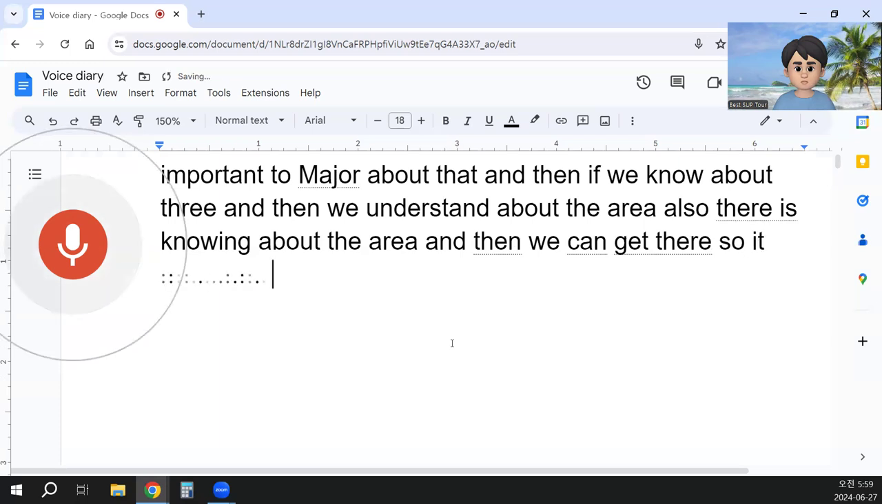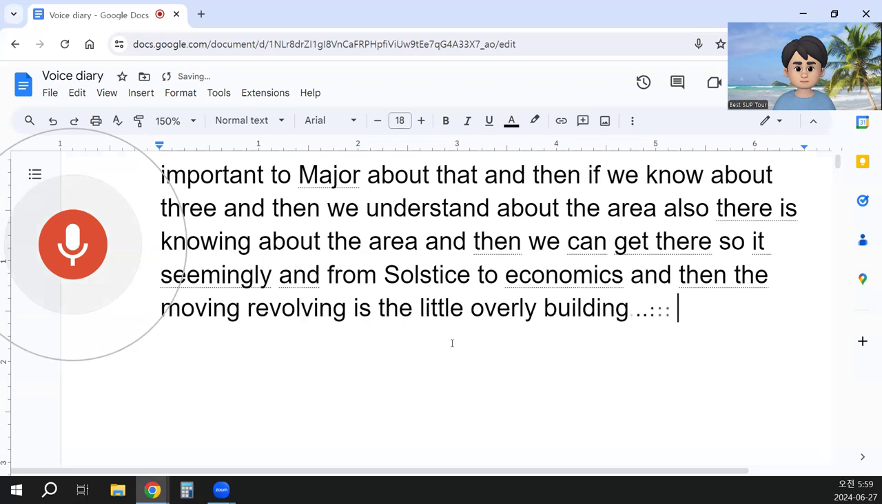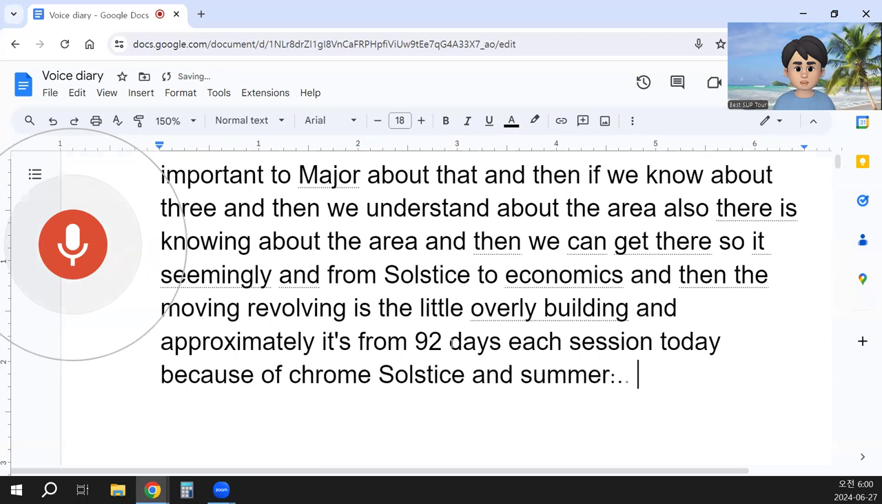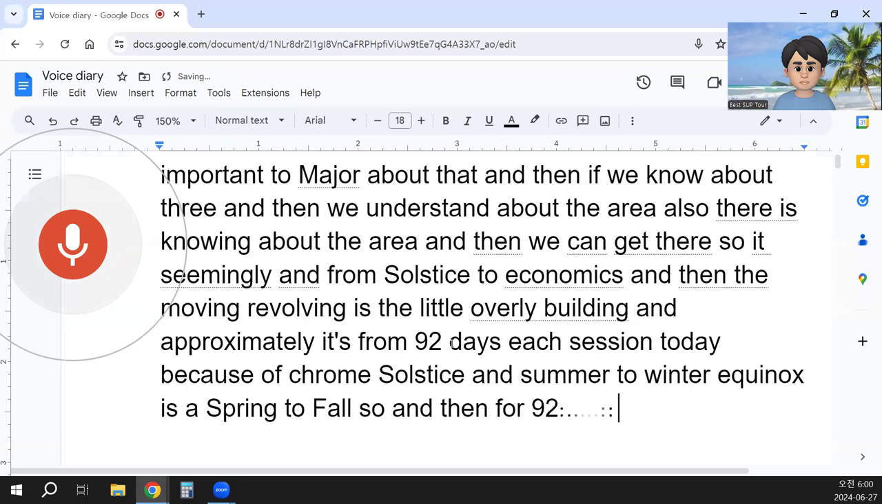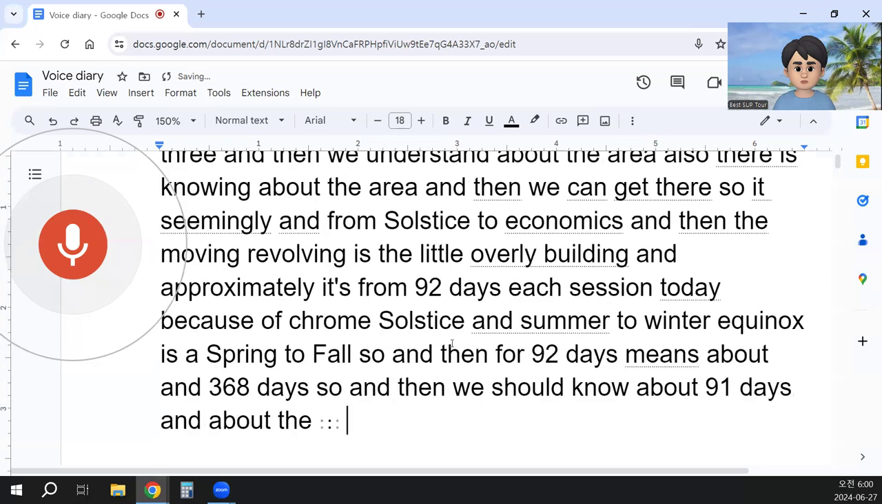Seemingly, from solstice to equinox, the movement is the result of revolving. Approximately, each season is 92 days, from solstice to equinox, equinox to solstice. It is roughly 4 stages, because solstice is summer to winter, and equinox is spring to fall. So 92 days each would mean about 368 days, but we should know it is about 91 days, precisely 91.25 days.